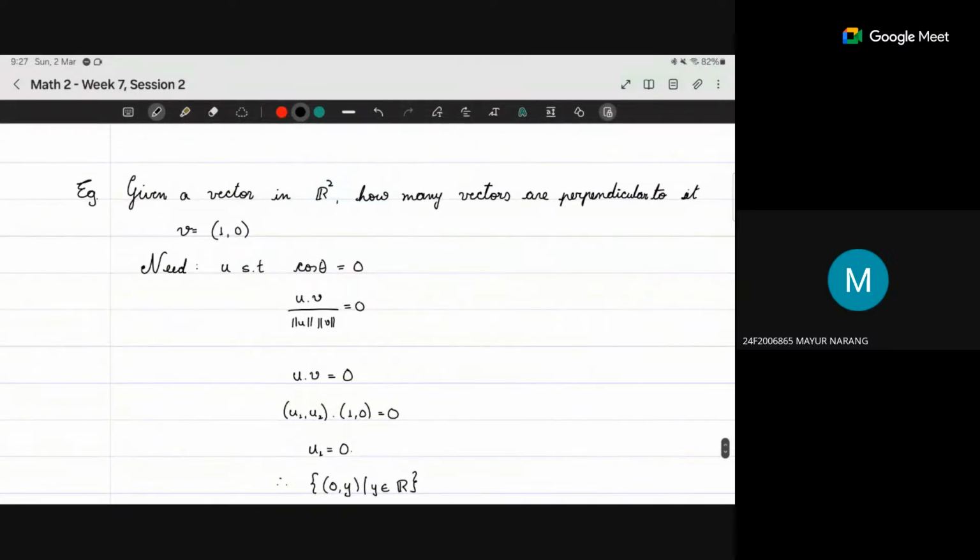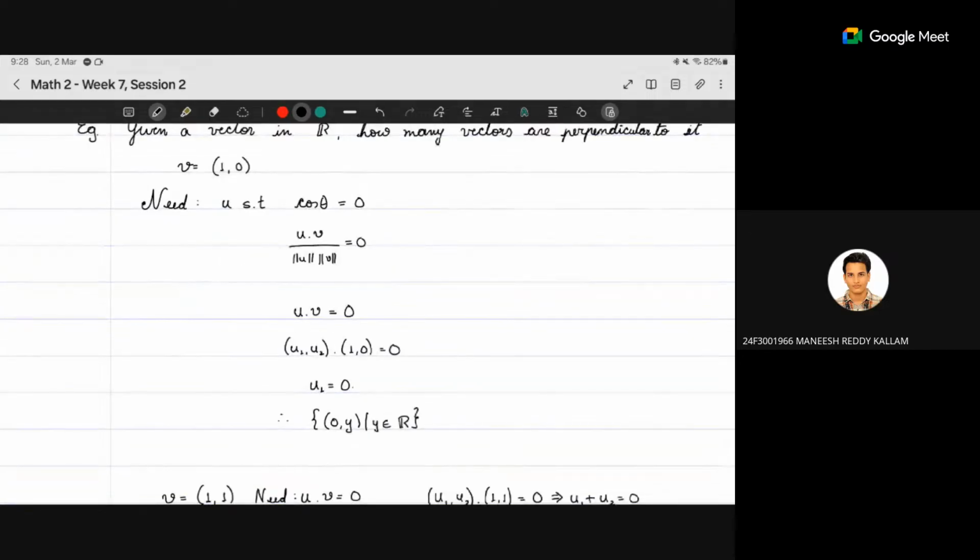Now let's refine the question a little bit more and ask: given a vector in R2, how many vectors are perpendicular to it and have the same length as V? Would the answer change? 2, sir. Yeah, this will be 2, and that again you can verify. Sir, it will be just 0, 1. Sorry, is the answer 0, 1 and 0, minus 1? Yes. But in general, if you start out with a vector 2, 0, then you will have 0, 2 and 0, minus 2.